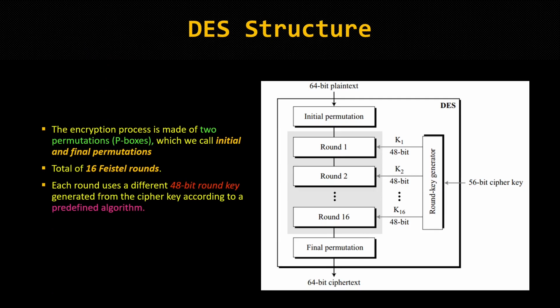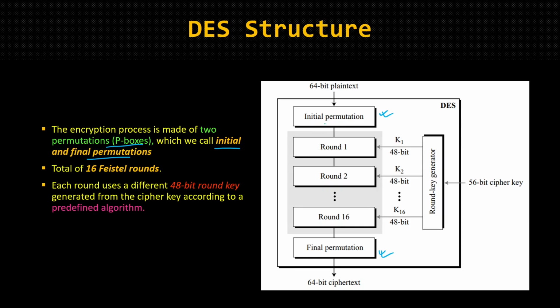Now let us see how this DES is structured, okay, the structure of DES. So here you can see the encryption process is made up of two permutation boxes or P boxes, which we call initial and final permutation. So here you can see in this DES structure that after this 64-bit plaintext is entered through the system, it will go through an initial permutation, and in the end there is a final permutation.